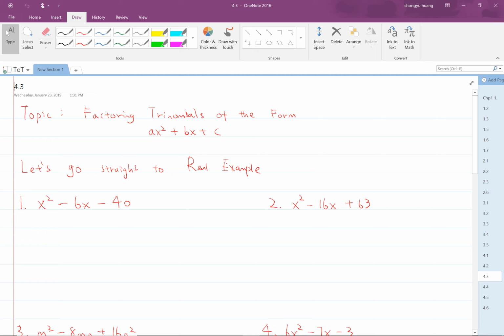Alright guys, our topic today is factoring trinomials of the form ax squared plus bx plus c. This is the form, and then we try to factor it. If you watched the previous video, you should be able to do these questions really efficiently.